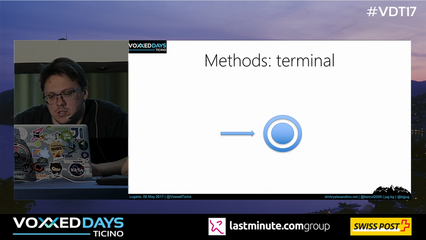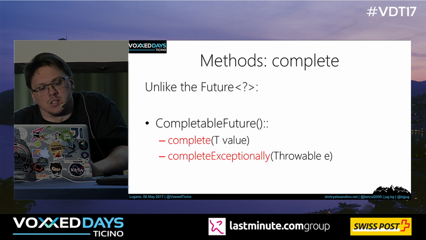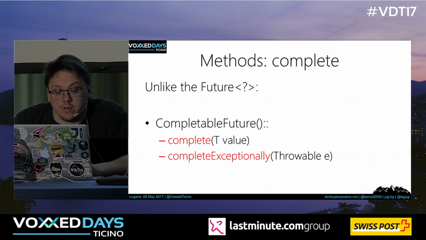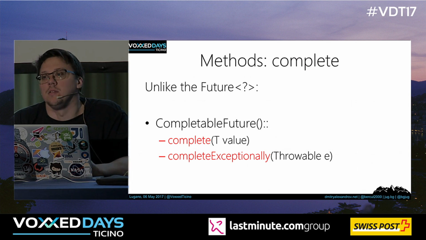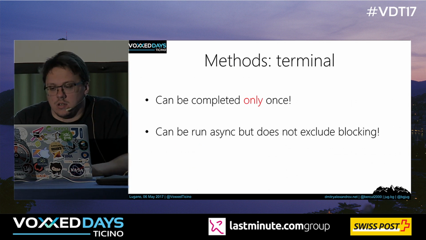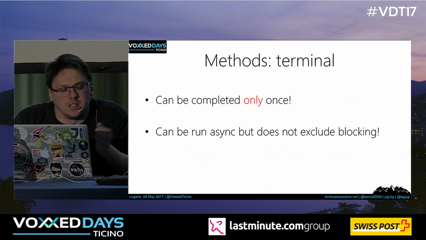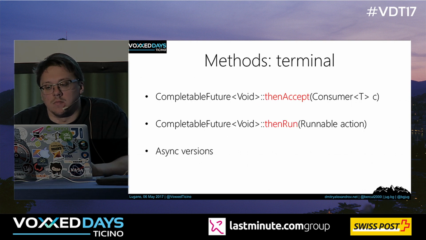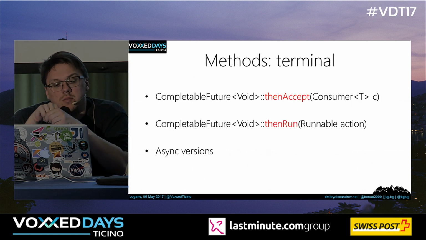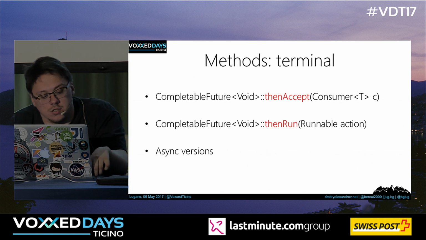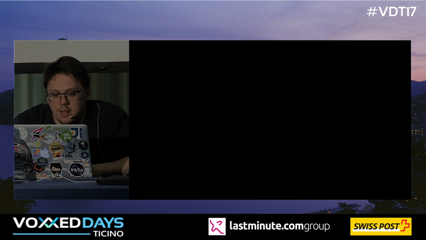Another option is to complete the future. There's a function called complete, or you can complete exceptionally, telling that something has gone wrong. You don't have to do this, and you can complete it only once, and that still does not exclude blocking. Just have this in mind. The other option is to use the built-in methods like accept and then run something, and it will stop the chain of your actions. Let us have a small look at it directly.